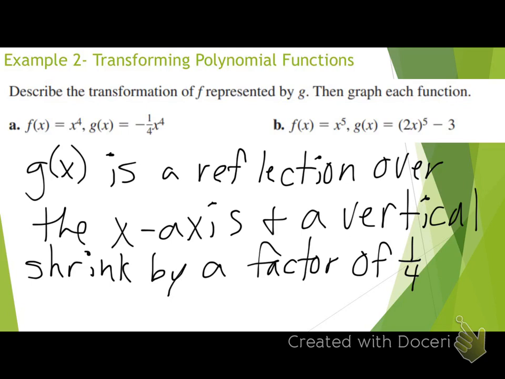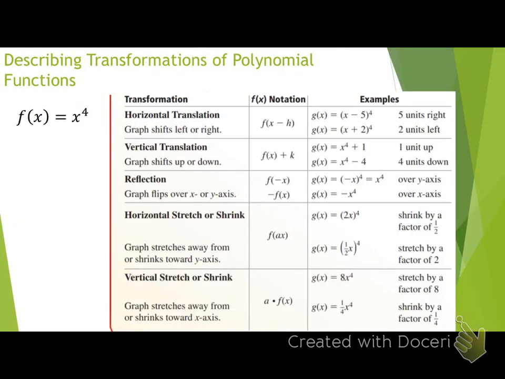Are those the only two transformations occurring? Yeah, they are. Because we already eliminated that it's a horizontal translation or a vertical translation. So it is a reflection. It's not a horizontal stretch or shrink, but it is a vertical shrink. So a shrink is when a is between 0 and 1, and a vertical stretch is if your a value is greater than 1.